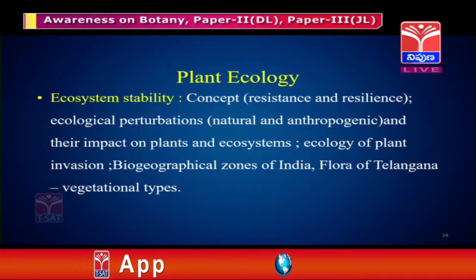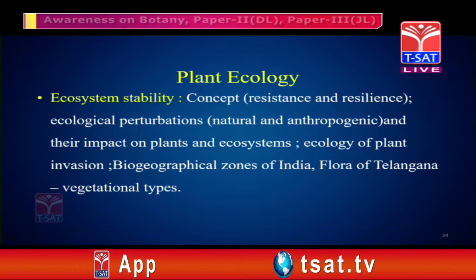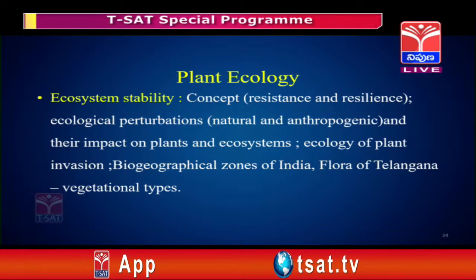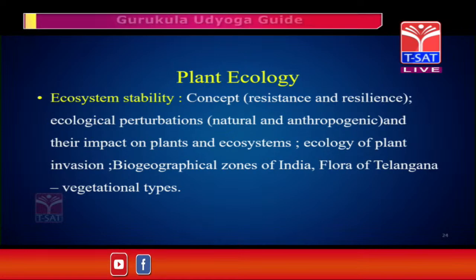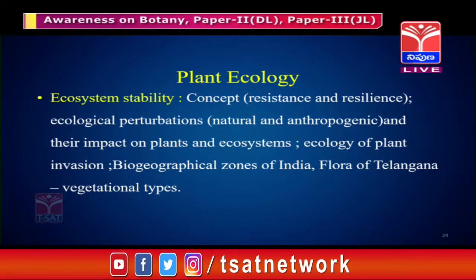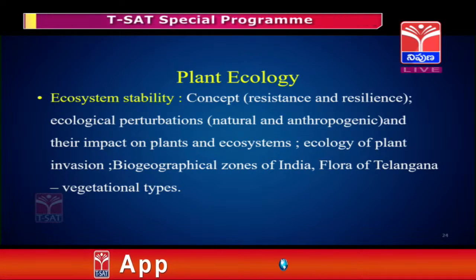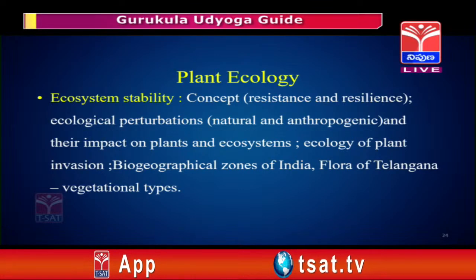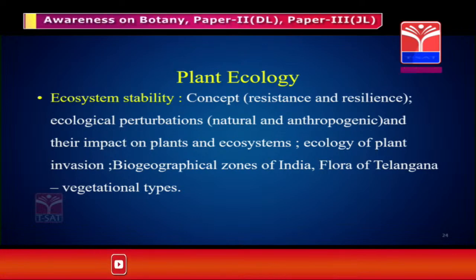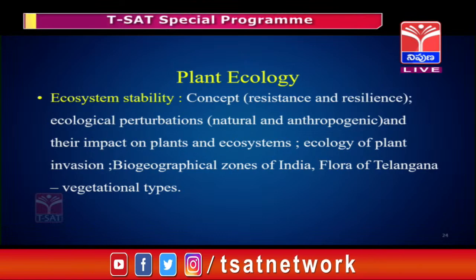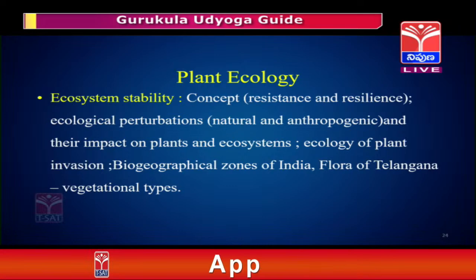Now the more the diversity, the more the stability of the ecosystem. This you have to learn through the concepts of ecological perturbances. Perturbances are nothing but small, temporary, sudden changes in the climate or in the environment due to either natural or anthropogenic, that is man-made, impacts. So if there are ecological perturbations, what is their impact on plants and ecosystem? Then ecology of plant invasion.